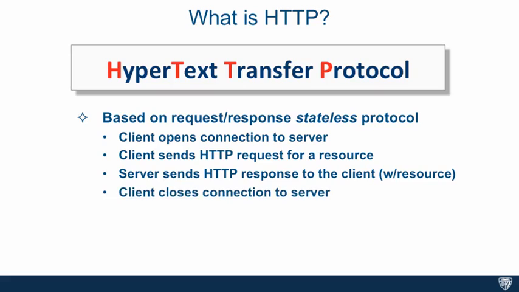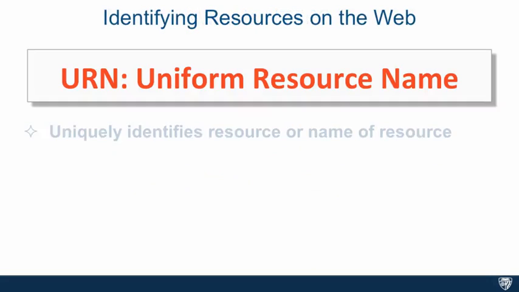Now, before we speak about the actual communication language, the HTTP protocol, for a little bit, let's talk about how to identify a resource on the web. Whenever we talk about it, we have 3 terms that we need to understand that are kind of thrown around, and it's a good idea to understand what they mean. The first one is Uniform Resource Name, otherwise known as URN. What a URN is, it's a way to uniquely identify a resource or name of a resource.